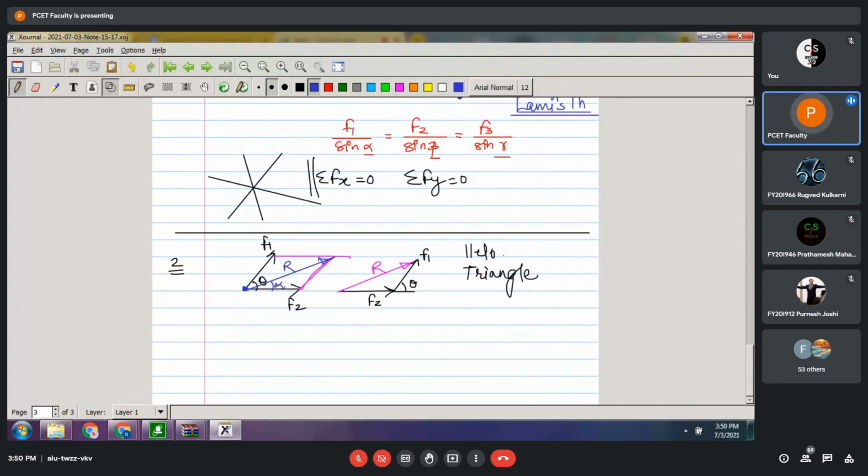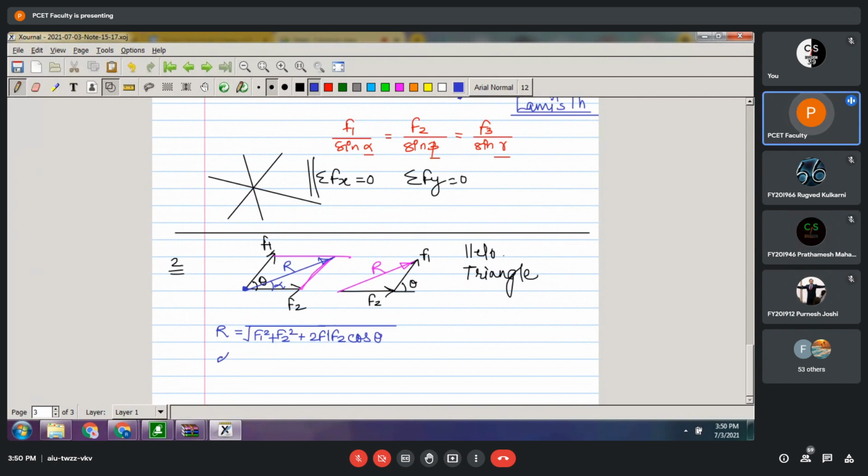Here in this case, I need to apply two formulas. R will be equal to the square root of F1 square plus F2 square plus 2 F1 F2 cos theta. Right? Yes, ma'am.